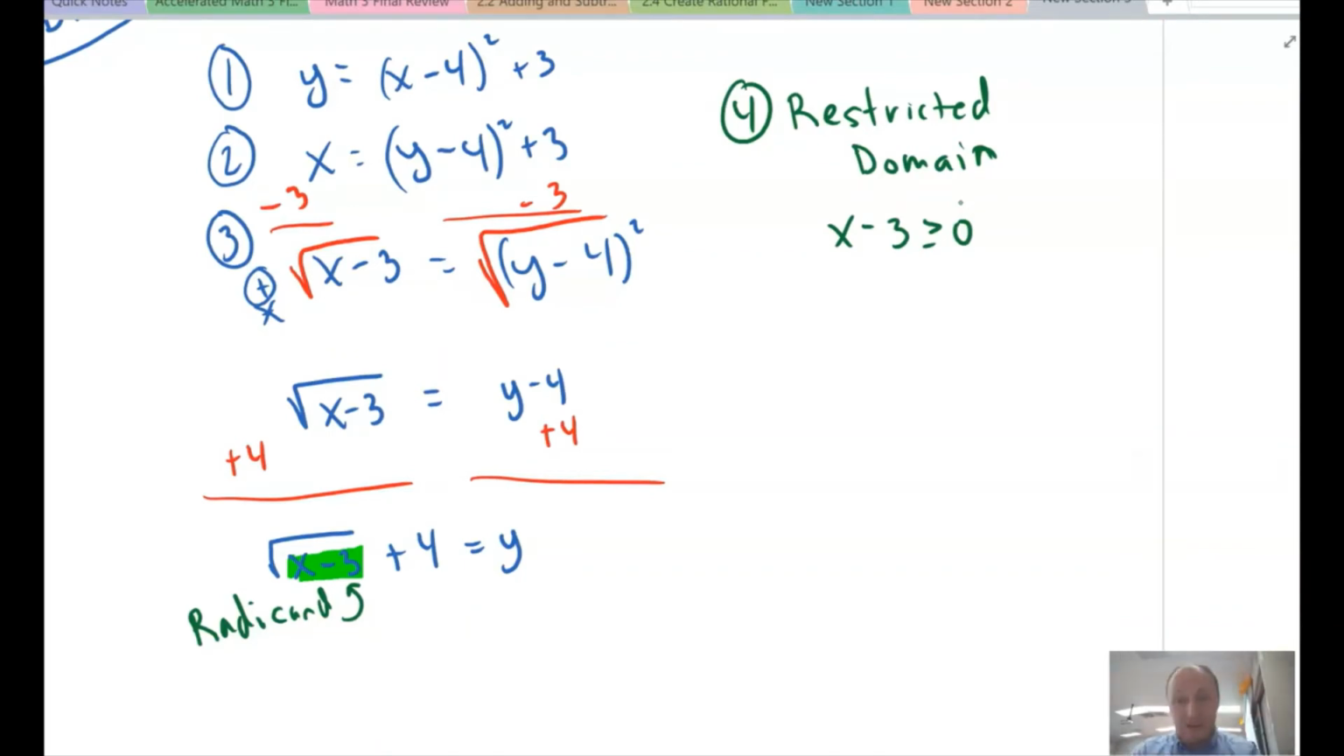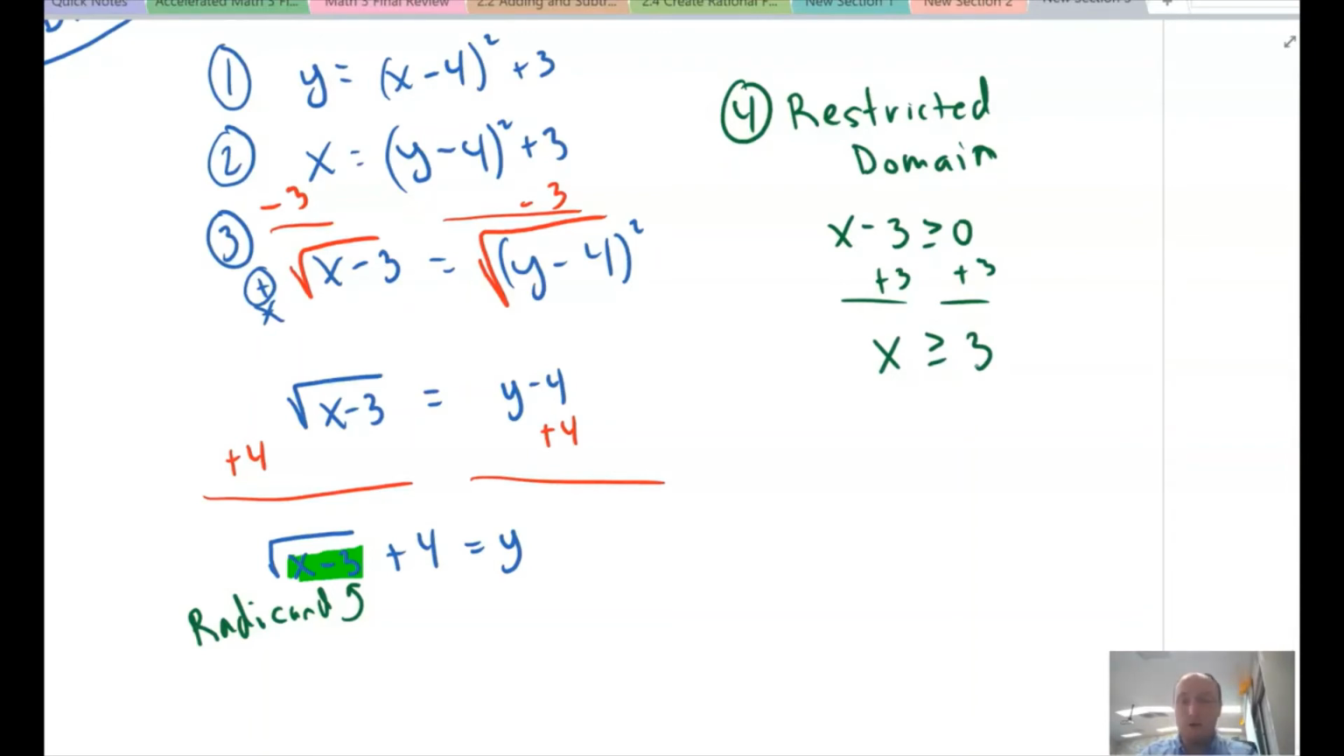We're not in make-believe land here. Okay, Accelerated Math 3, we keep it real. So we're going to get rid of all those negative values. x minus 3 must be greater than or equal to 0. Okay, well, how do I solve this? I'm going to add 3 to both sides, and we get x must be greater than or equal to 3. Okay, so that's my restricted domain.